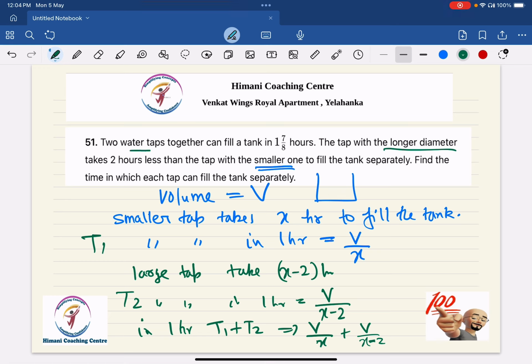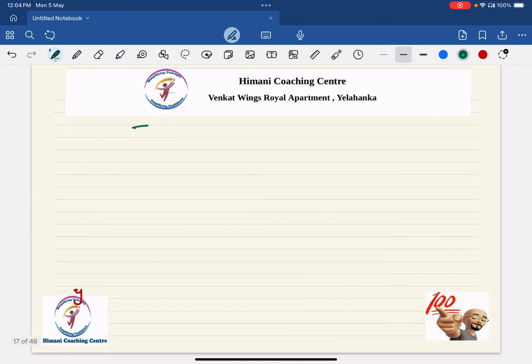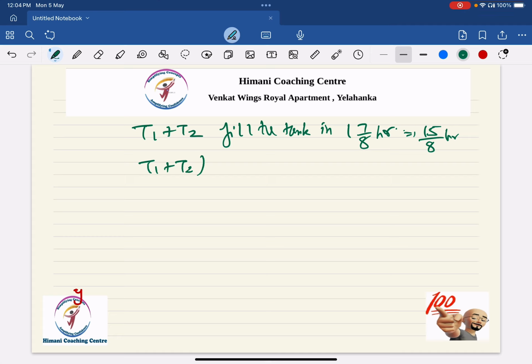Now the question tells us that both of these can fill the tank in 7 by 8 hours. So let us do this. T1 plus T2 fill the tank in 7 by 8 hours. So 7 by 8 hours is 15 by 8 hours. So that means T1 plus T2 in 1 hour, what part of the tank will they fill? V divided by 15 by 8, which would be 8 by 15 V.